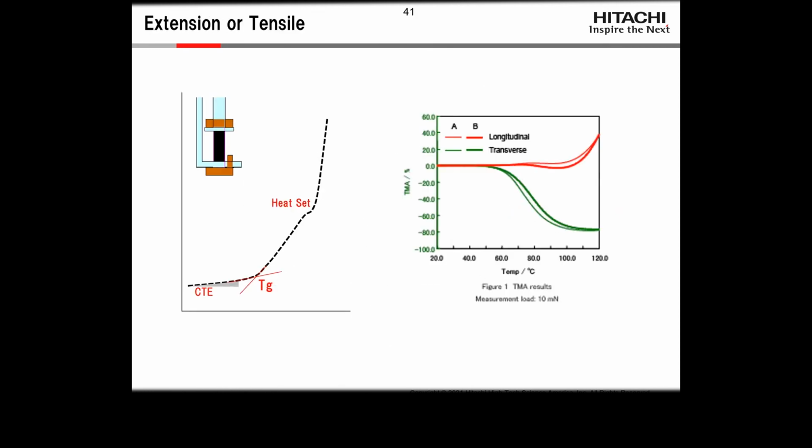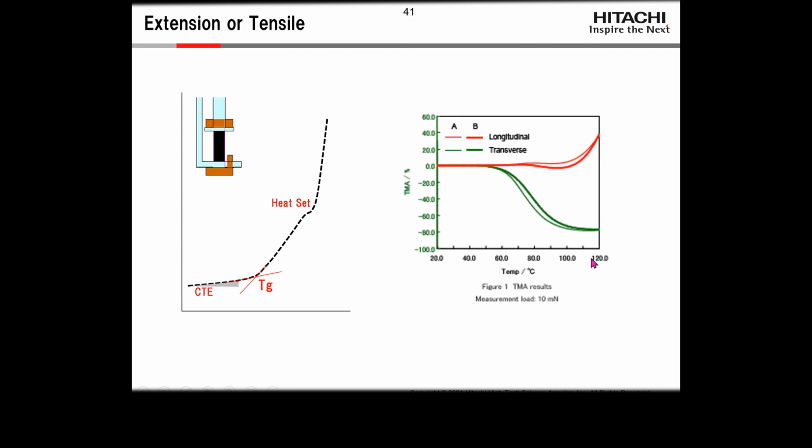We can also, in extension, look for the glass CTE and the glass transition. This is especially important in things like films and fibers. But in fibers, if we continue going up, we'll actually see a change. And that change is called the heat set, and it's where you induce hand or texture into a fiber or something by twisting it. And this becomes very important in the fabric industry because dyeing is done in the region between the end of the glass transition and the start of the heat set.